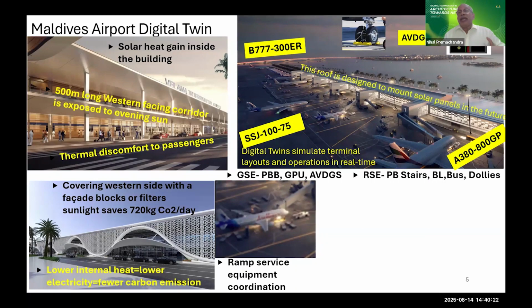And in addition to that, as a future provision, we designed the roof to mount photovoltaic panels to harness solar energy. And that is also going to make this particular building reach the carbon zero target. I'm trying to reach that.